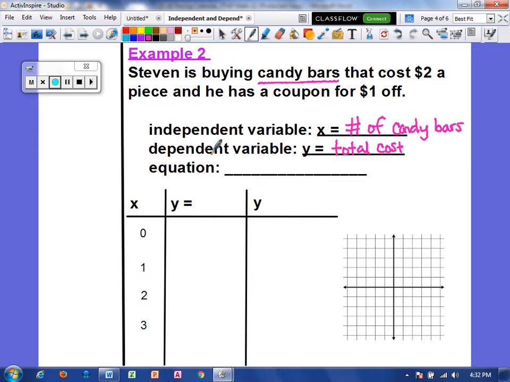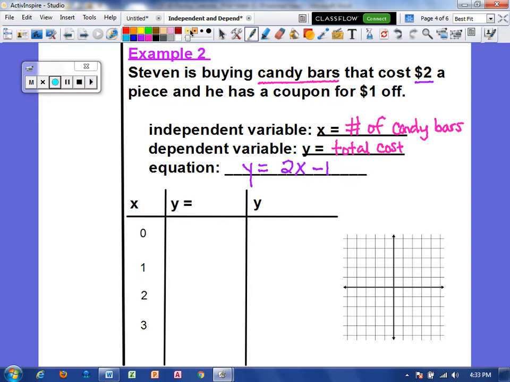Now let's create an equation. So as I said before, now that we're on functions, the equation is going to start with y equals. So the total cost equals, now our variable's x, and that represents the number of candy bars, and we would multiply $2 times that, because it's $2 per candy bar, and he has a coupon for $1 off his purchase. So that would be minus 1. So y equals 2x minus 1.